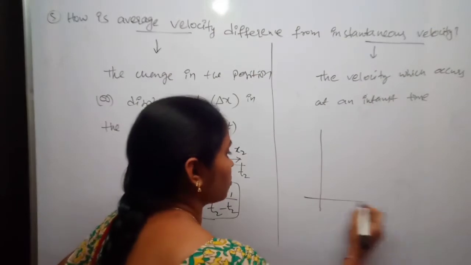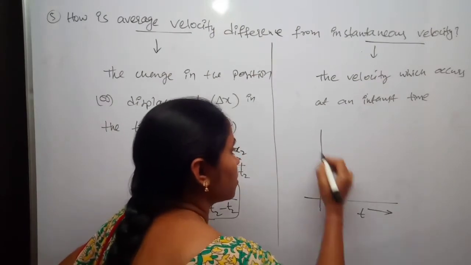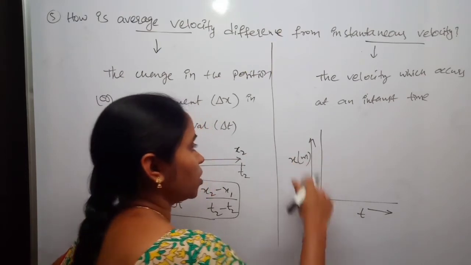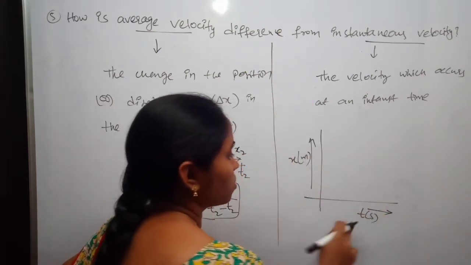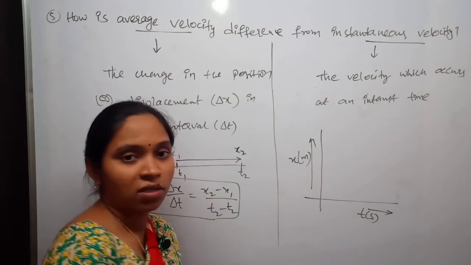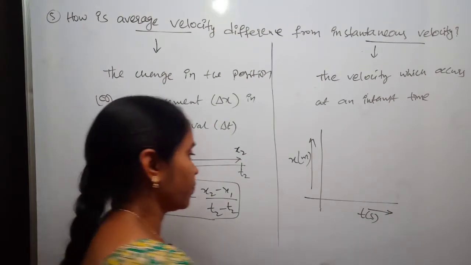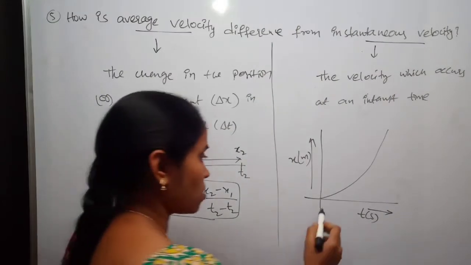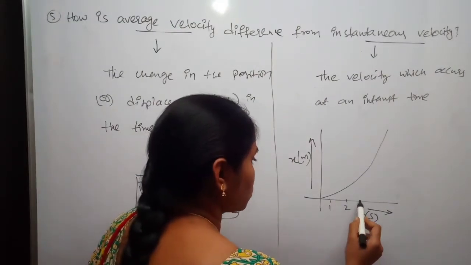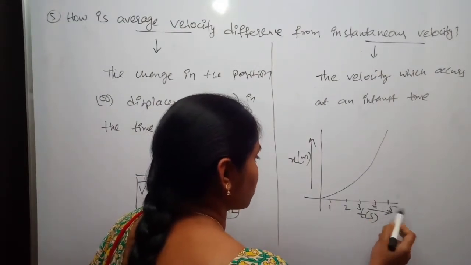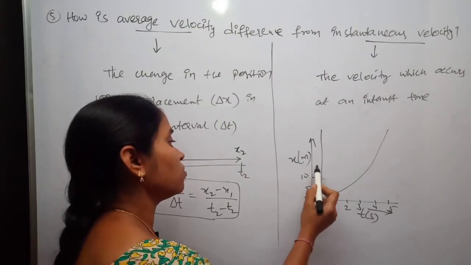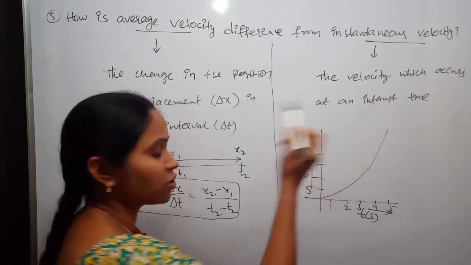Graphically it is represented as displacement in meters along y-axis and time in seconds along x-axis. I am taking it. And if this is the motion of the car at 1 second, 2 seconds, 3 seconds, 4 seconds, 5 seconds, and 5 meters, 10 meters, 15 meters, 20 meters, and so on.